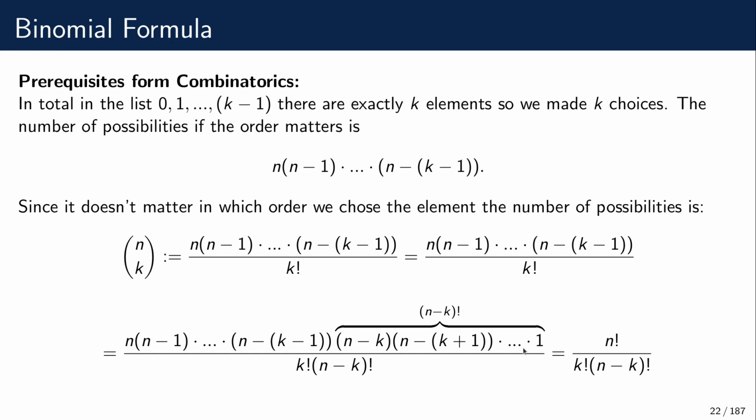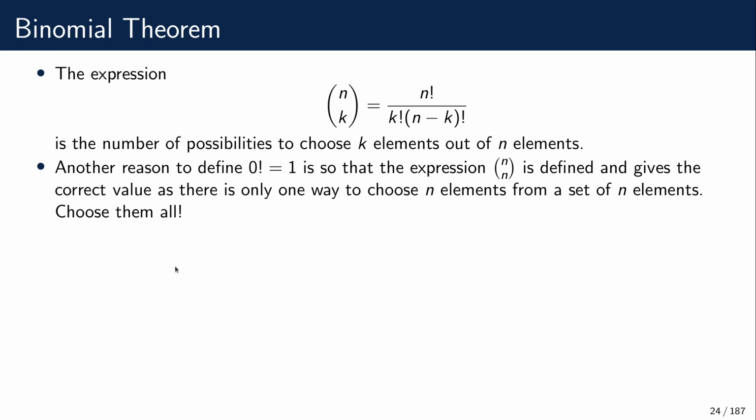Okay, and so this expression gives the answer to the question: in how many possible ways can I choose k elements out of n elements where the order doesn't matter, right? So this is the answer. And now we see another reason why it's convenient to define 0 factorial as 1: we want this expression to be defined, because there's only one way to choose 0 elements, which is just not to choose anyone. But maybe an even better justification is that there's supposed to be only one way to choose n elements out of n elements, which means that I must choose them all, right?